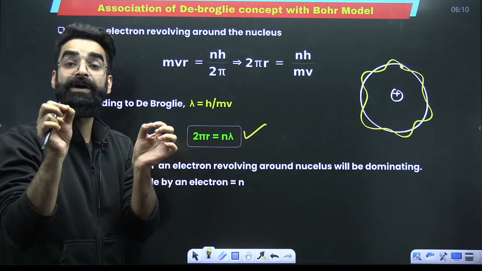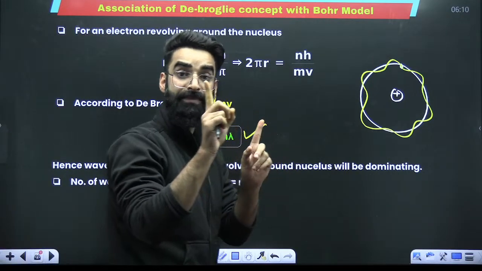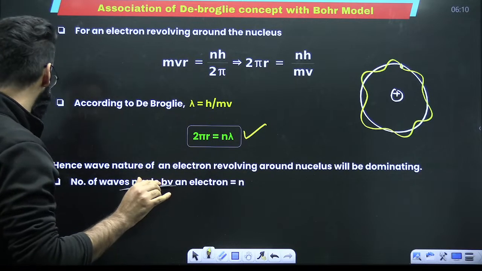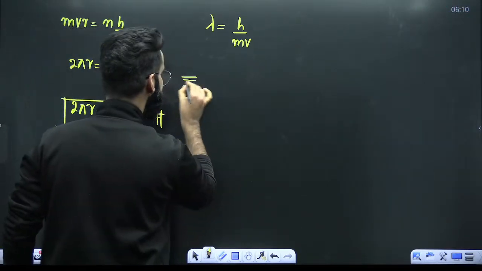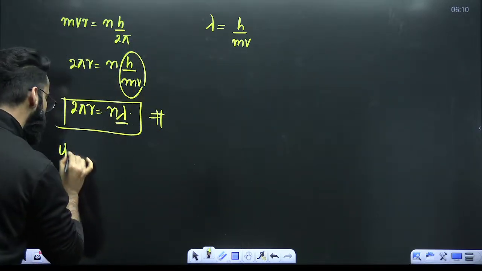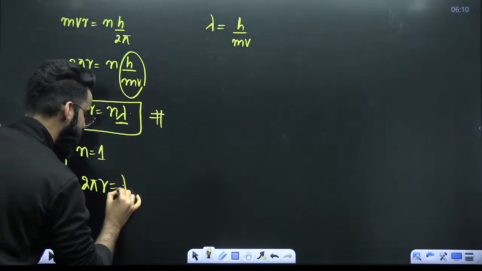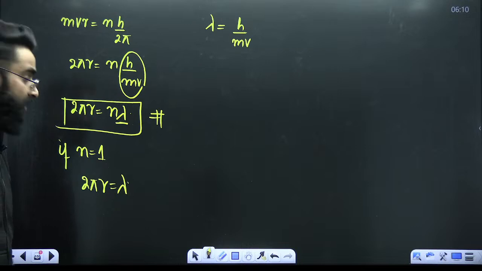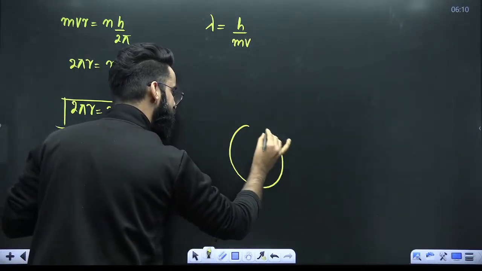Lambda is the wavelength of one complete wave. So when I'm talking about n is equal to 1, guys, try to understand this particular thing. Have a look. I'm making you understand this result: 2 pi r is equal to n lambda. If I put the value of n as 1, it becomes 2 pi r is equal to lambda. Which shell am I talking about? I'm talking about the first shell. Let's assume this is the first shell.